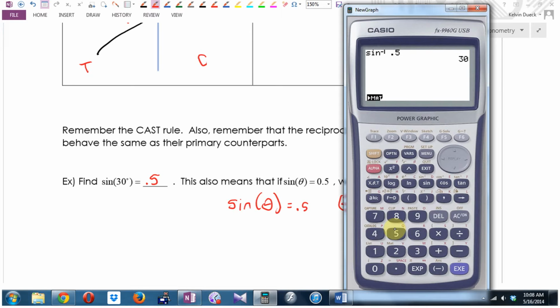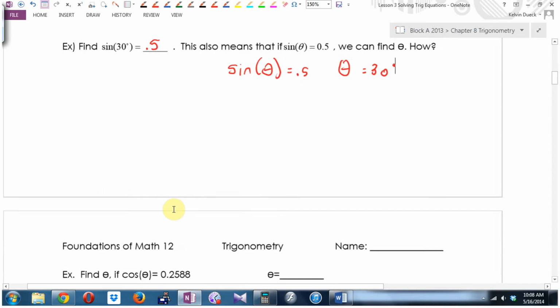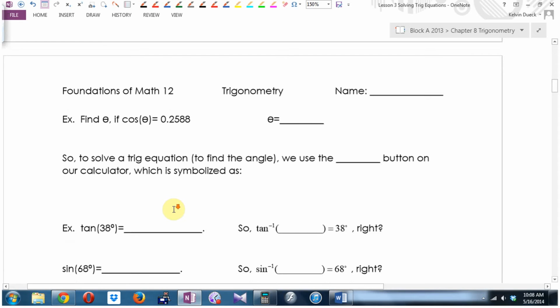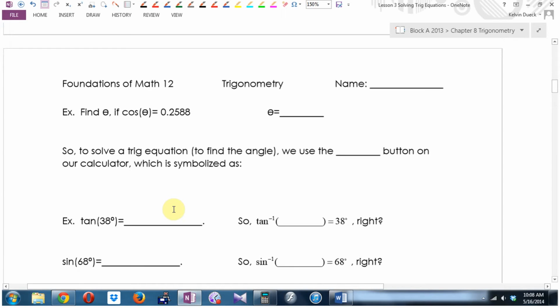Okay? So we can go forwards, we can go backwards. So, example, next page. Guys, with me? And it should work on yours too, Roseanne? Yeah, scientific one? It's going to be a shift or a second function or an inverse. I don't know what it's called.